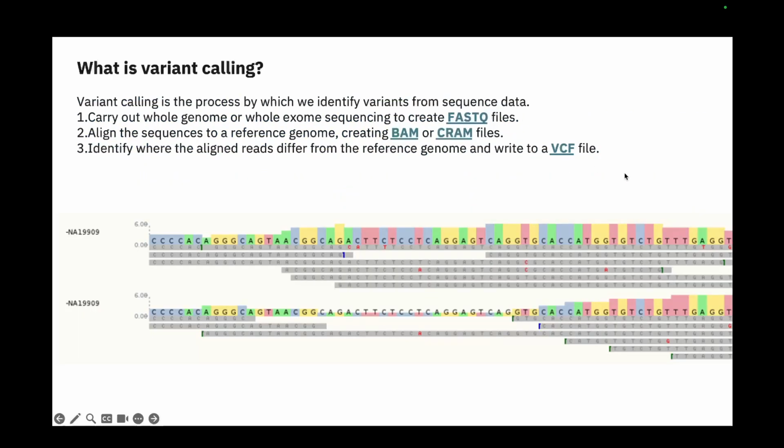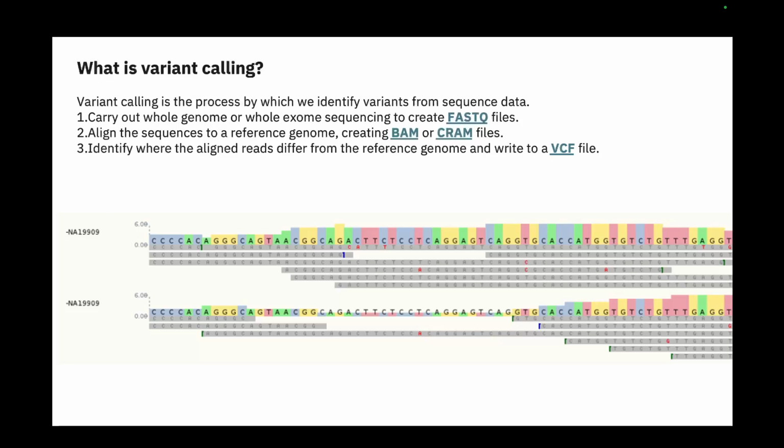So, what is variant calling in terms of NGS data? There are majorly three steps in variant calling, and that includes the whole pipeline, and I have just constricted it into three steps. But it is a process by which we identify variants from sequence data.